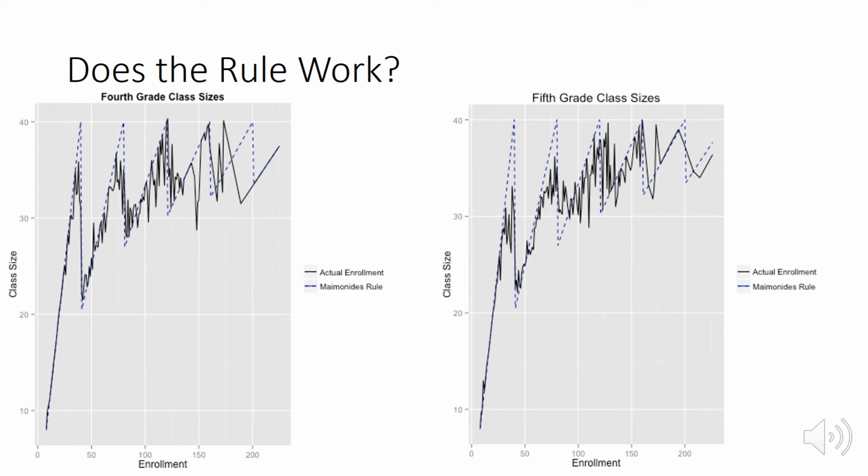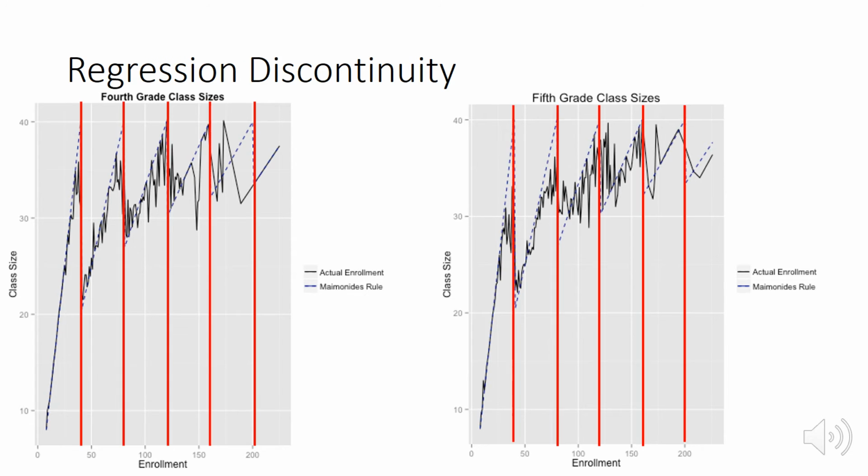Here we have graphs for both 4th grade and 5th grade. So what makes this a discontinuity? That we have these jumps around the cutoff variable. And I've highlighted the cutoff variable in red. So at each 40 student chunk, 40 student enrollment, we see that class size dramatically drops down because they hired an additional teacher. Questions so far?